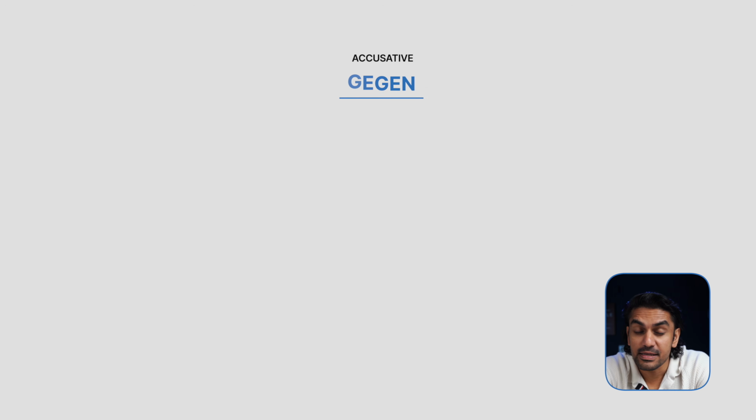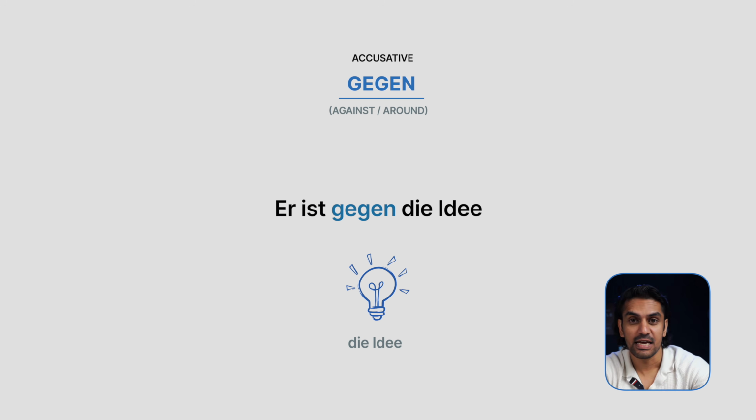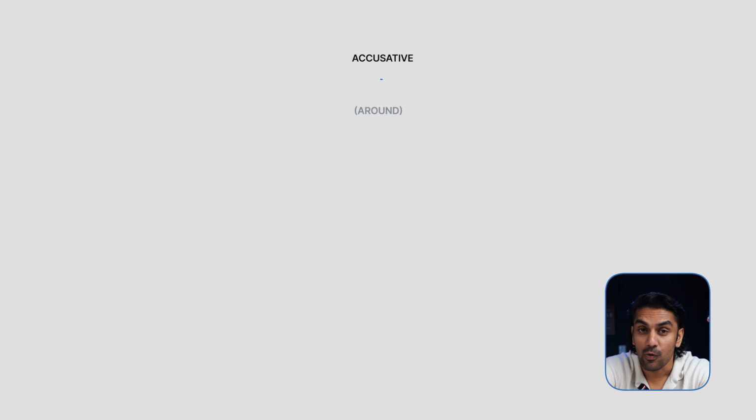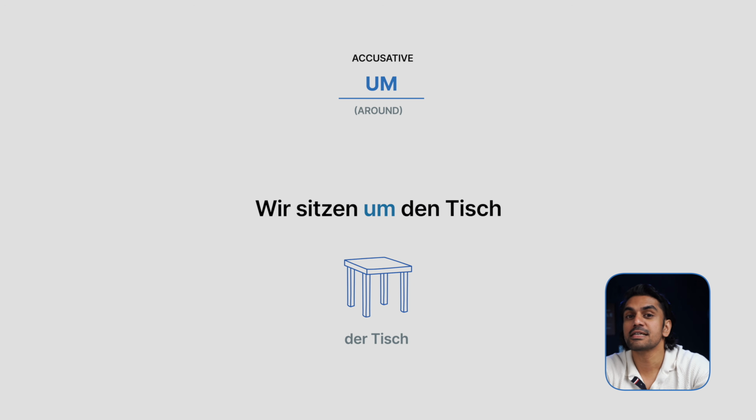Now another one is gegen. Gegen usually means against, but it can also mean around when talking about time. For example, er ist gegen die Idee. He is against the idea. Wir kommen gegen 8 Uhr. We will arrive around 8 o'clock. Now, um can also mean around, but it's mainly used to talk about a specific time or movement around something. For example, wir sitzen um den Tisch. We are sitting around the table.